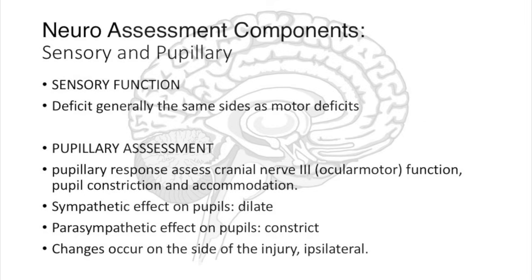Sensory function includes assessing deficits, generally the same size as motor deficits. So if one person is flaccid on the left side, typically they can at the same time lose sensory function on that side as well. However, not always.